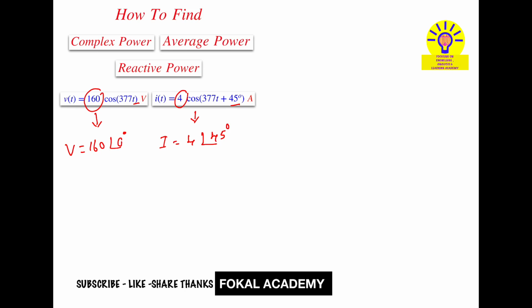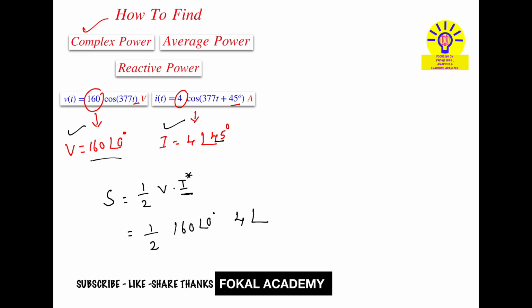Now we can easily find the complex power. We know that complex power is represented with S. Whenever the voltage signal and current signal are given, the complex power formula is half of voltage times current conjugate. That is equal to half of the voltage we got in phasor form, 160 with phase angle 0 degrees, times the current conjugate, which is the phasor form with amplitude 4 and the phase angle becomes minus 45 degrees.